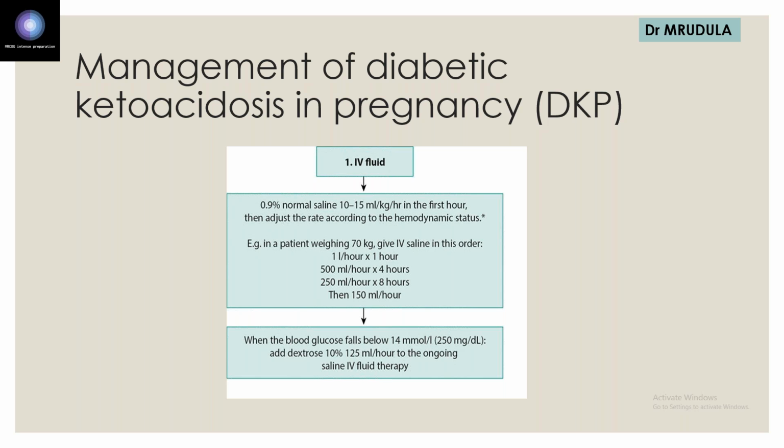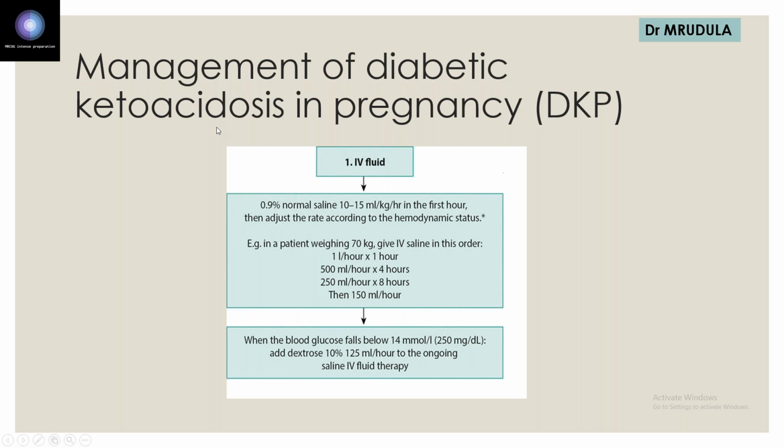Regarding IV fluid management, the choice of fluid is 0.9% normal saline. The choice of fluid for DKA is 0.9% normal saline, that you should remember. Now the rate of infusion in the first hour is 10 to 15 ml per kg per hour, and then it is adjusted according to hemodynamic status. Hemodynamic status means you have to follow the BP and the urine output, and depending upon that you adjust the fluid rate.